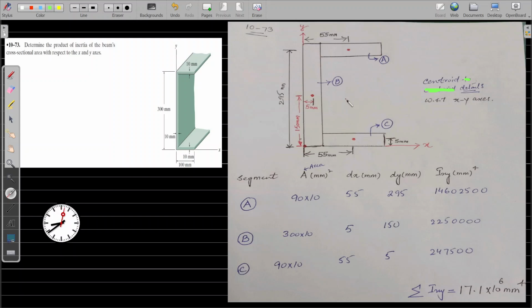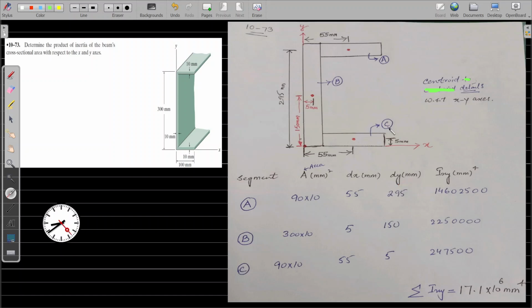Now we need to calculate from this centroid the distance dx. The distance dx starts from here and culminates at the y-axis. So this will be dx. You can very easily calculate it as 45 plus 10, which is 55. What about the distance dy?